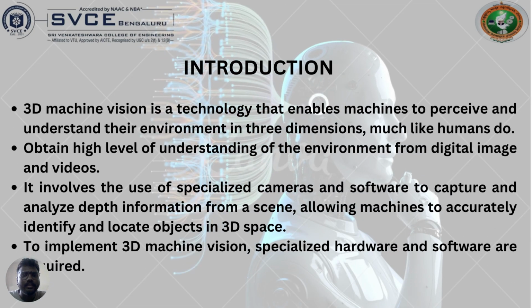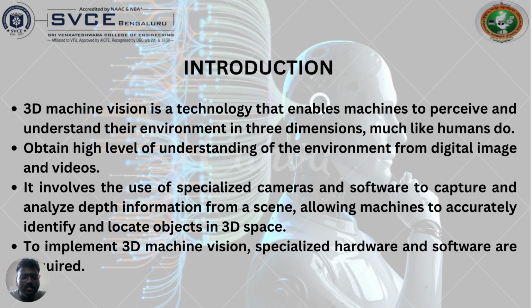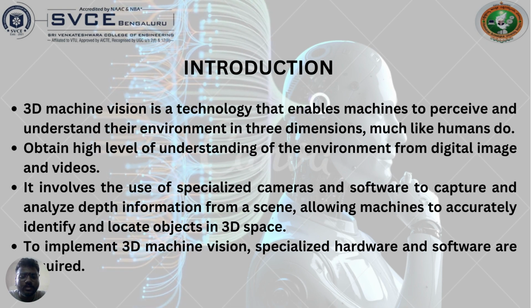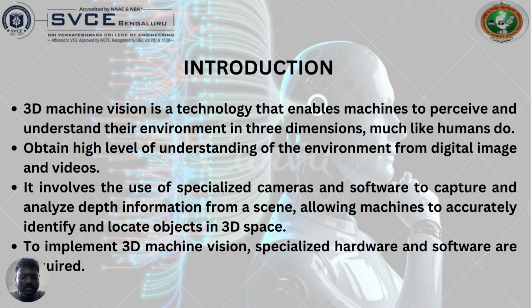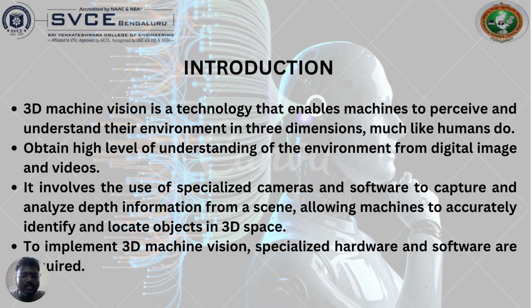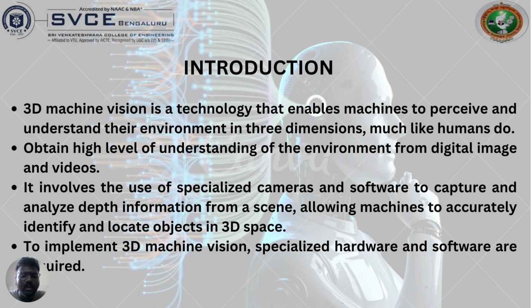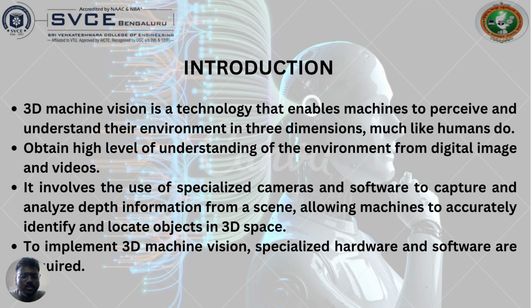Let us understand the introduction. What is 3D machine vision? It is a technology that allows machines to perceive the three-dimensional properties of an object, such as its shape, size, and position in space. This technology combines 3D sensing and processing techniques to generate a 3D representation of the object being scanned.